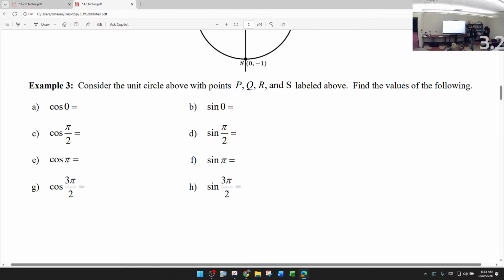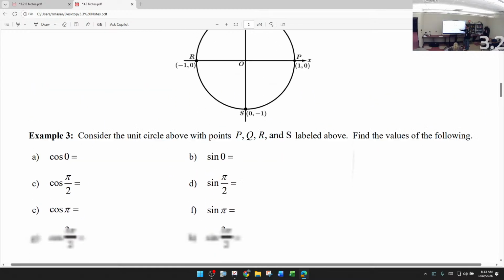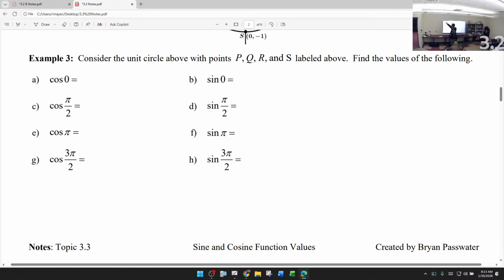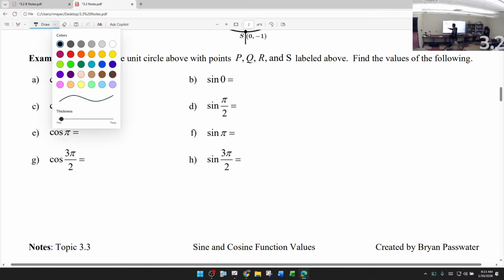It will take you a little while. You may have to do some drawing. When I first learned this, I had 8 circles and I drew 8 angles. Don't have to. Cosine 0. Uh-oh. Can't do it without a pencil. Let me change colors. Black.